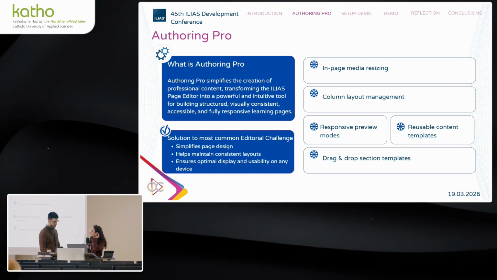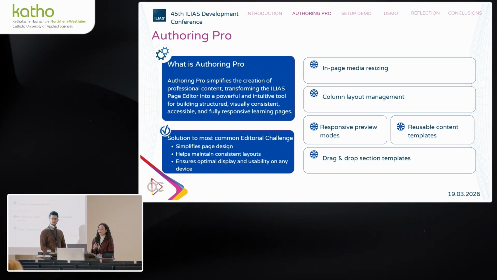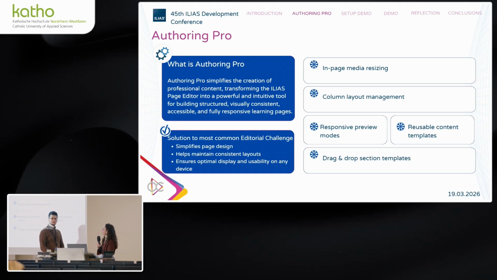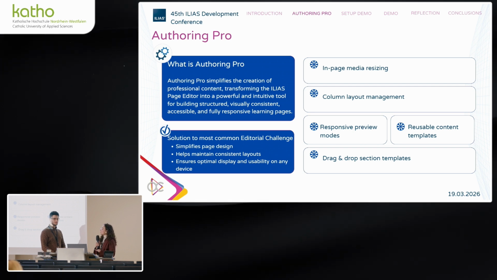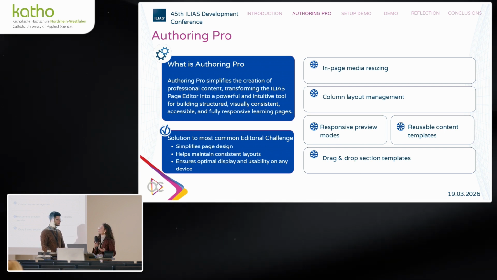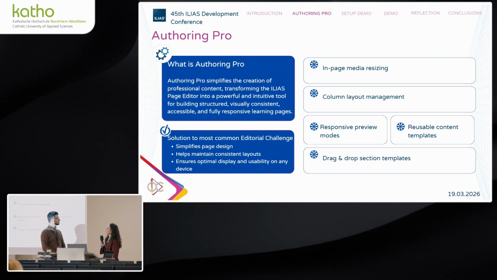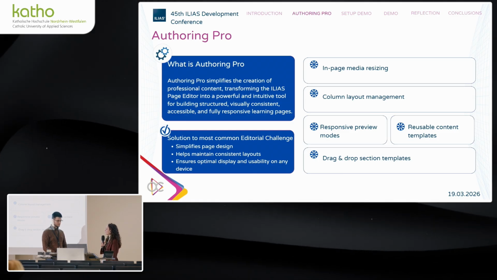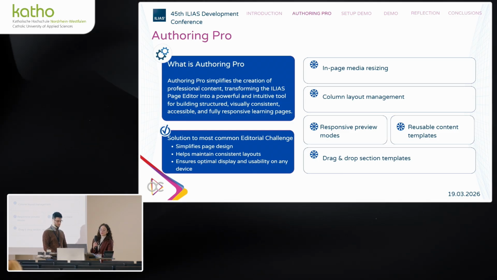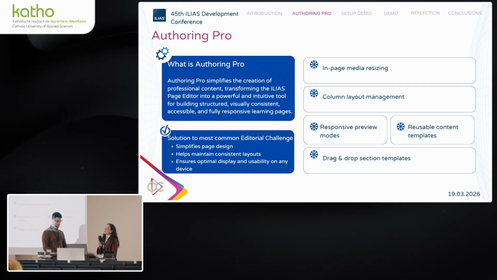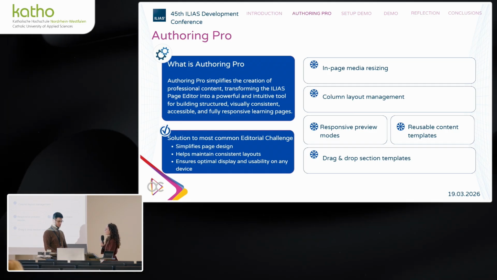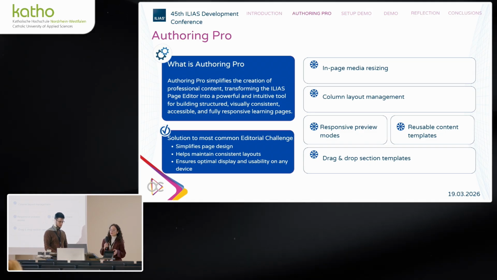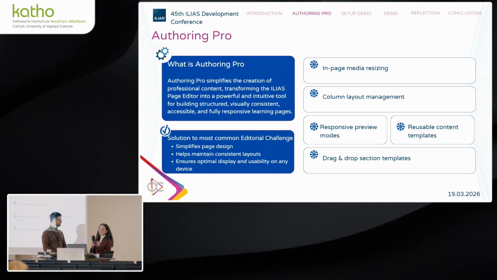Authoring Pro is a plugin that simplifies the creation of professional content, and it transforms ILIAS into a powerful and intuitive tool for building structured, visually consistent, accessible, and fully responsive learning pages. So we think it's a solution to the most common editorial challenges because it simplifies page design, helps maintain consistent layouts, and ensures optimal display and usability on any device.